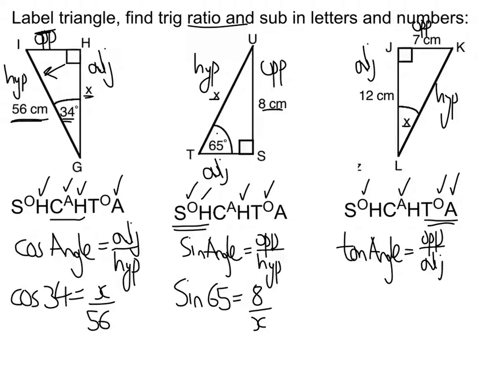Now lastly I need to sub in the values I know. So the tan stays, and this time the angle is called x. The opposite is 7, see it right at the top, and the adjacent is 12. So my final line is tan x is equal to 7 over 12.